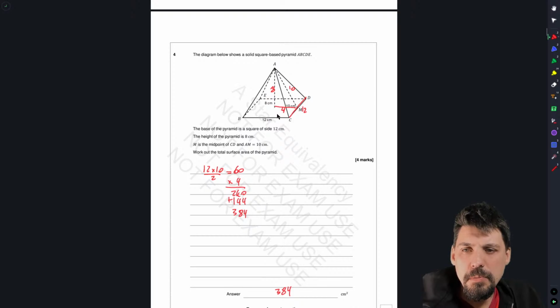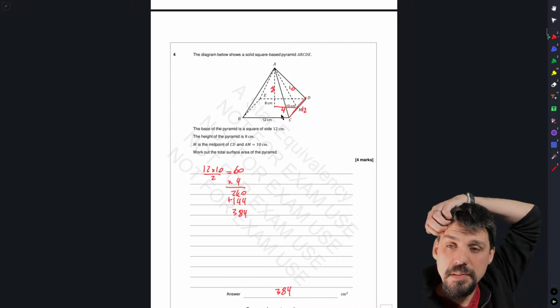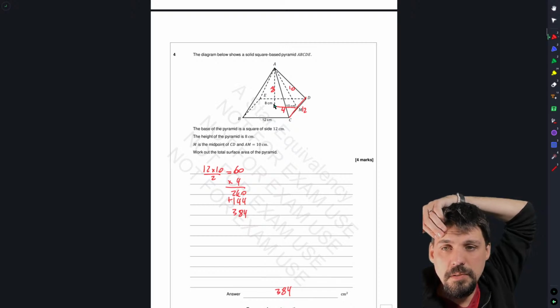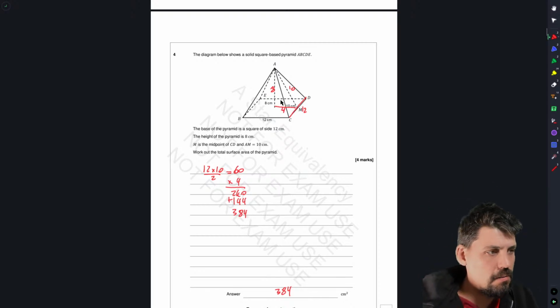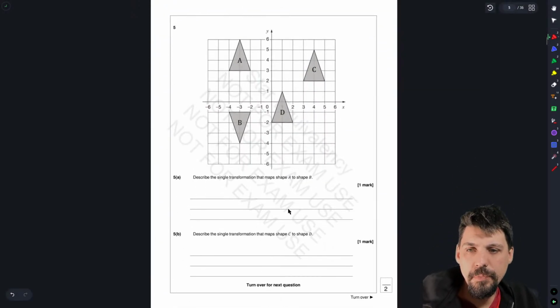Solid square base pyramid. M is the midpoint of CD. So is the height of the pyramid just an absolute red herring here? A to M, that is in the right. Yeah, it looks like it's a red herring. We'll come back. We'll do a quick reread of it all at the end.